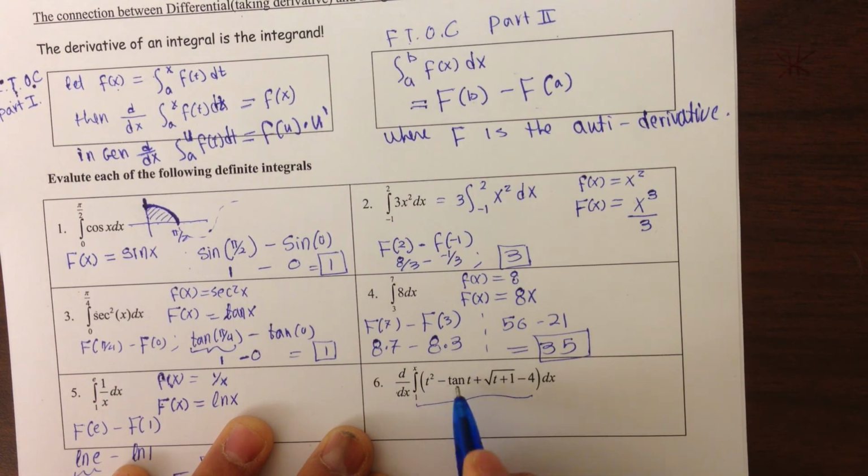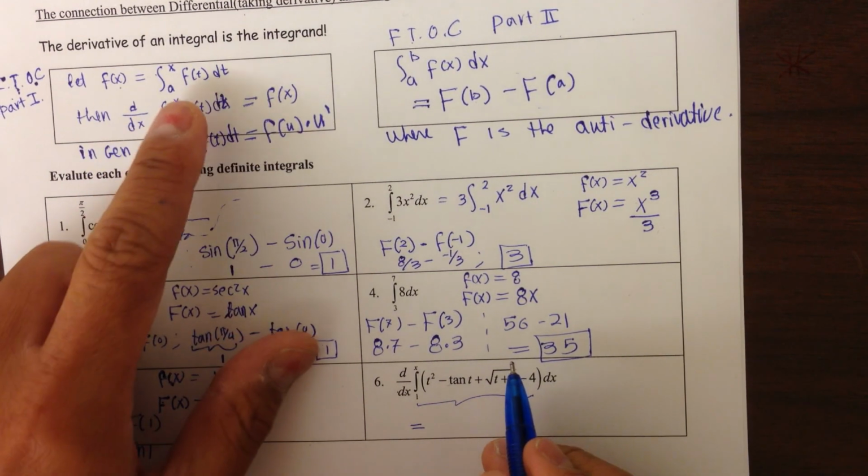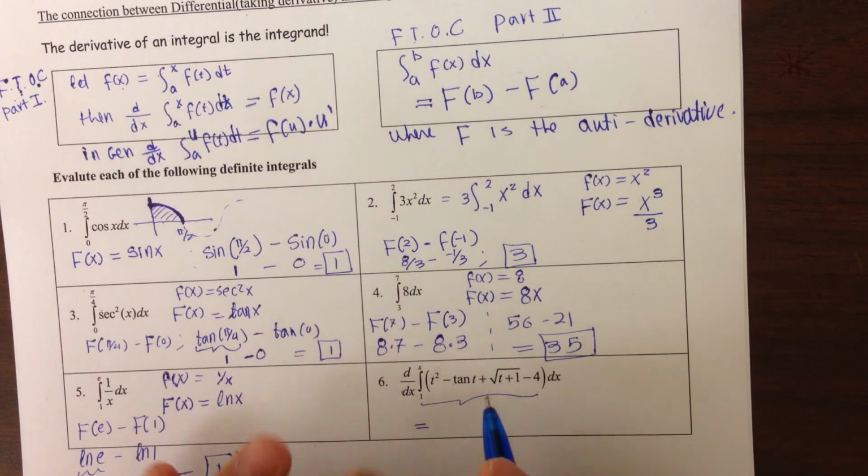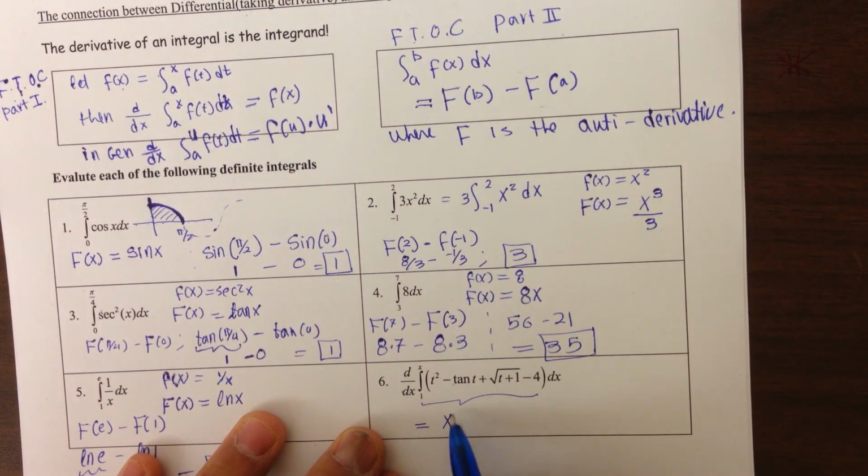So the derivative of that integral is just the function, it's just the integrand, what's inside. So the answer to this problem is actually pretty easy. If you don't remember, look back at the definition over here. So it's just x squared minus tangent of x plus square root of x plus 1 minus 4, and you're done.